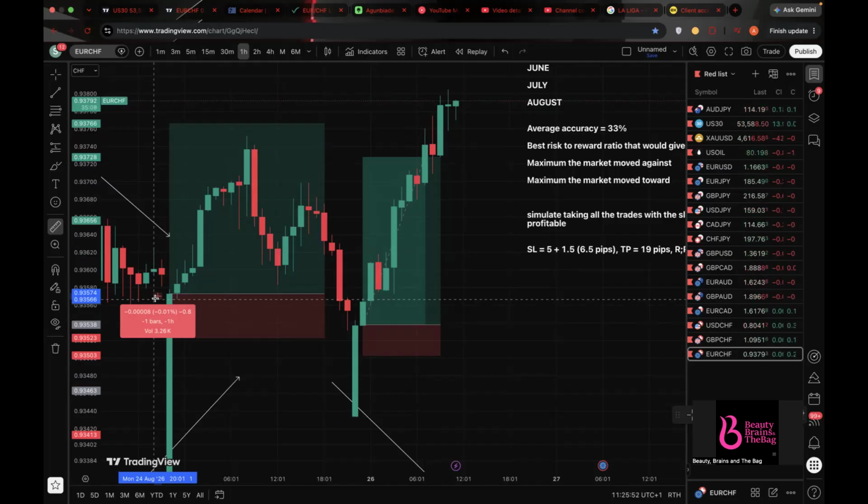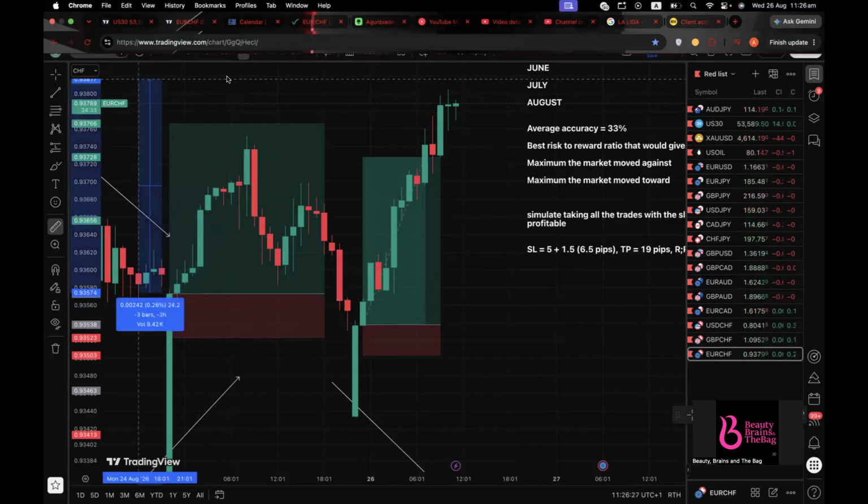2.1 pip against me. Then looking at, what they call it, looking at August, some of the trades that actually moved in my direction moved like pinpoint from the entry point. They didn't even move against me. So I'm like, this 5 pips I'm using as a stop loss is just too much.